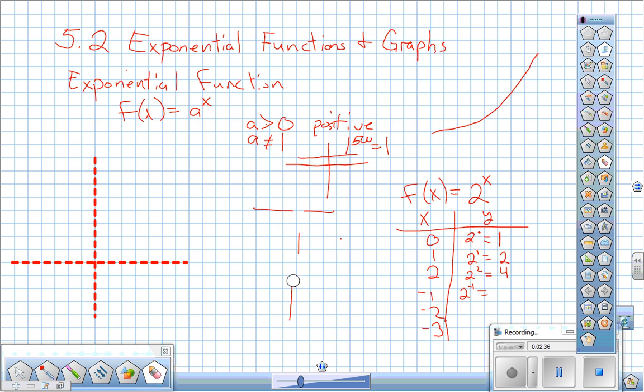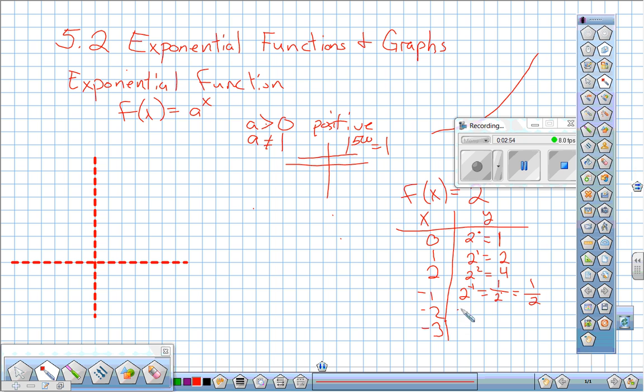2 to the -1, we have to use our rules of exponents. I didn't mean to make two tables here, sorry. So we basically put 1 in the denominator. 2 to the 1 is still 2, so that is 1/2. Okay, we're going to do the same thing for -2. 2 to the -2 means that I have 1 over 2 squared, which means I have 1 over 4. 2 to the -3 would be 1 over 2 cubed, which will be 1 over 8.